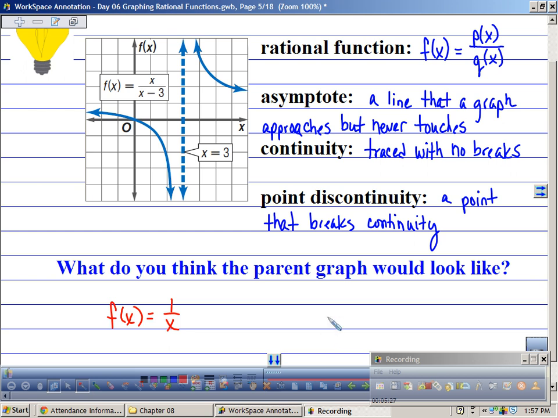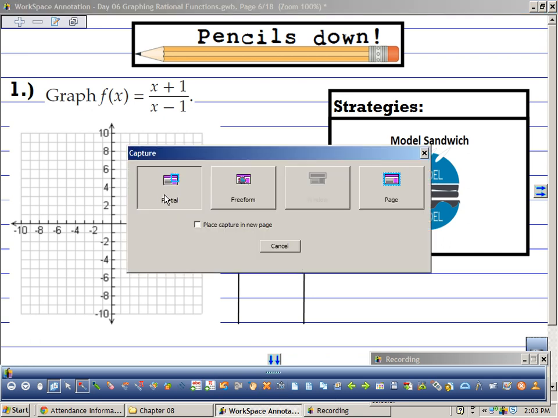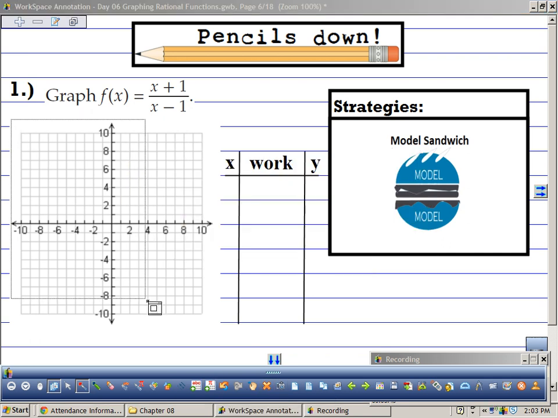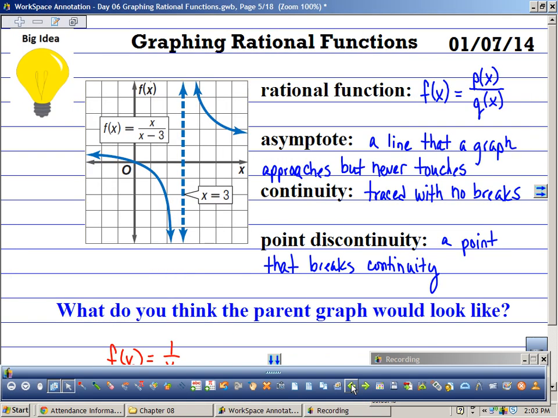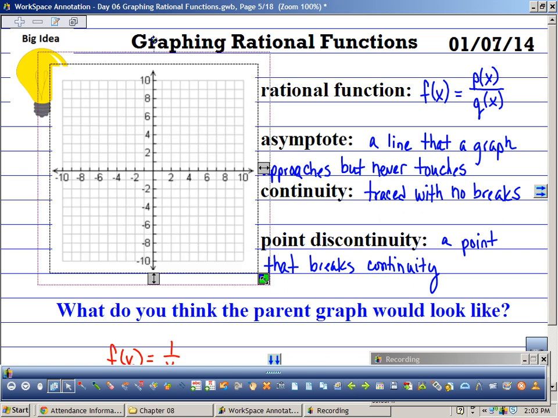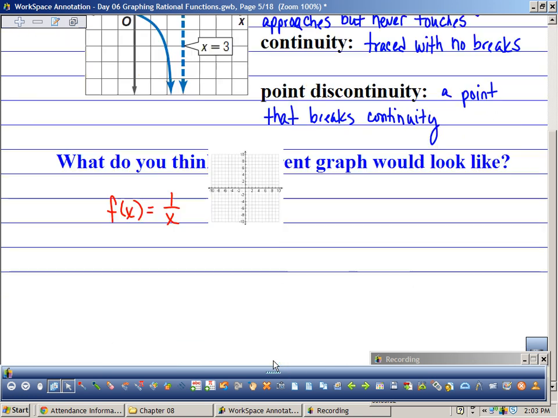Actually, you know what I'm going to do? I haven't done this in any of the other classes, but I want to make it pretty. You know me, this is my final product. Okay, so what would that look like?